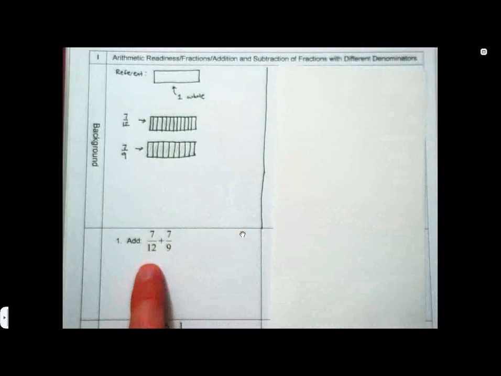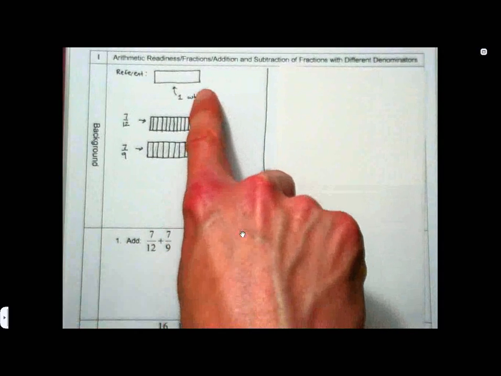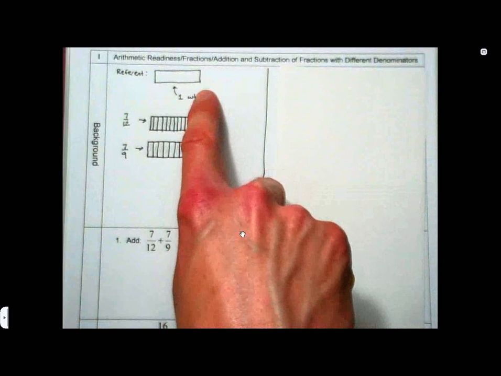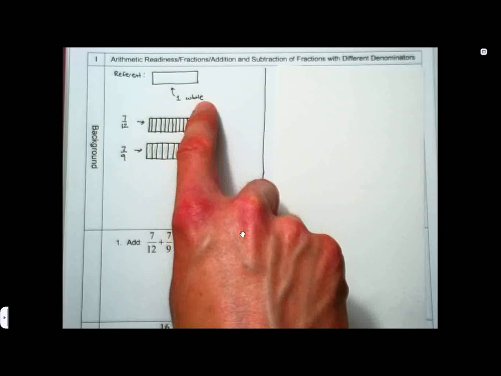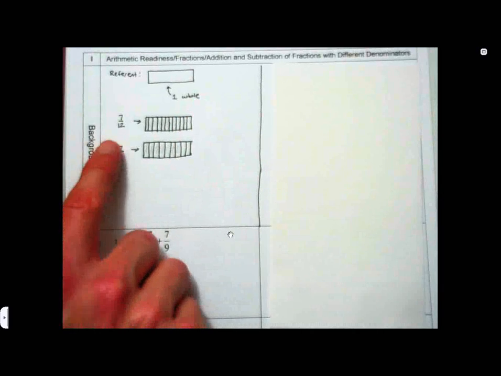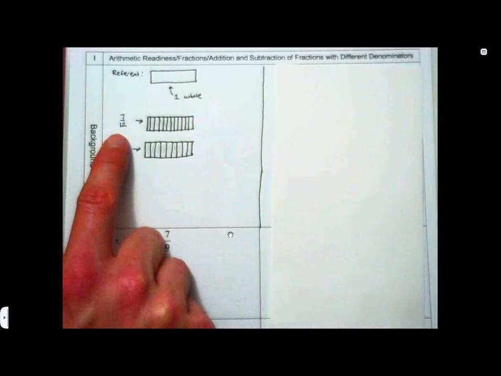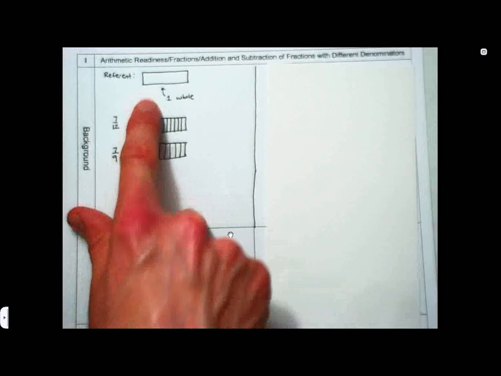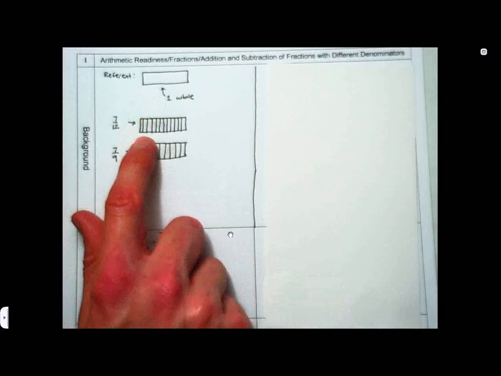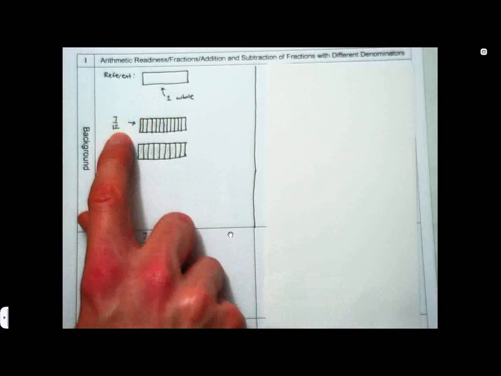Since they don't provide me with a picture for 7/12 and 7/9, I just drew a rectangle, and if I consider that rectangle in its entirety, that's what I'm considering to be one whole. So if that's the case, what does 7/12 look like? Well, I take one whole, and I don't want the whole thing. I only want 7 parts out of 12.